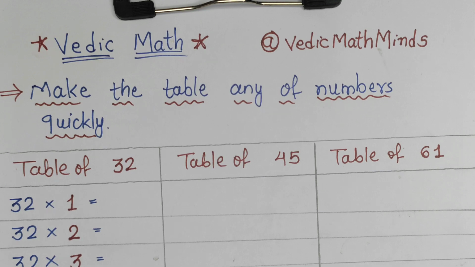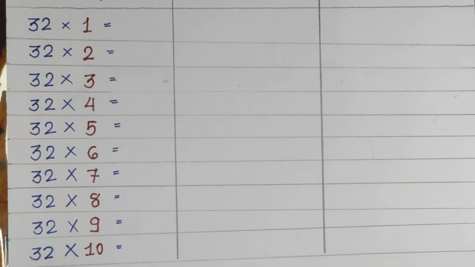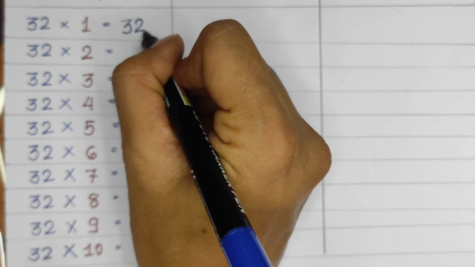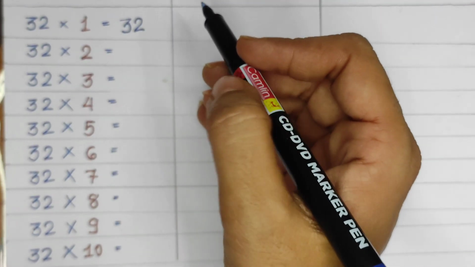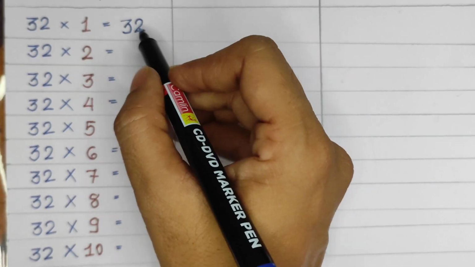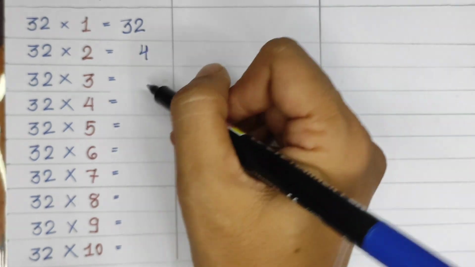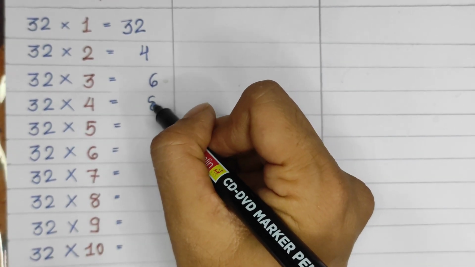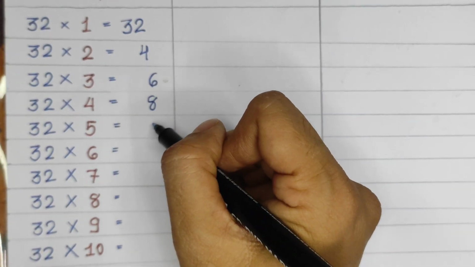For example, we make the table of 32. Step 1, unit digit has 2. So adding 2 to unit digit each time. We first write 32. Then unit digit is 2. We add unit digit each time. 2 plus 2, 4, 4 plus 2, 6, 6 plus 2, 8, and 8 plus 2, 10.